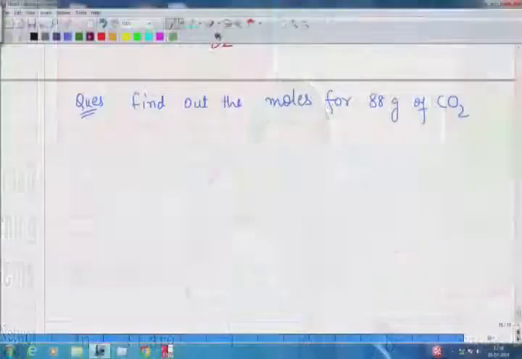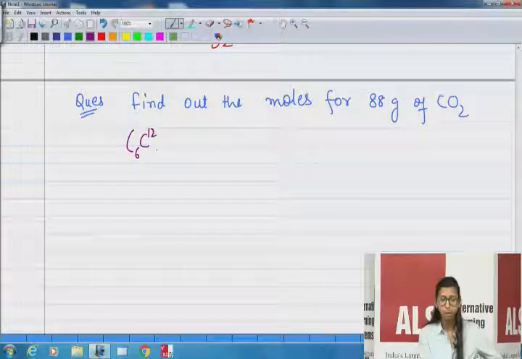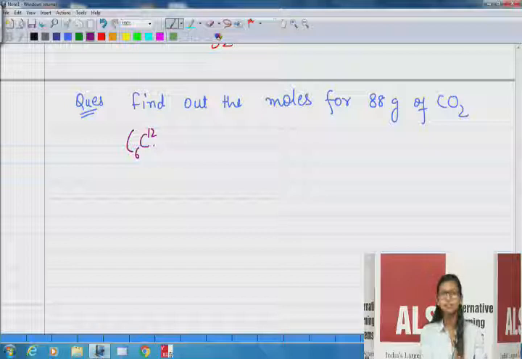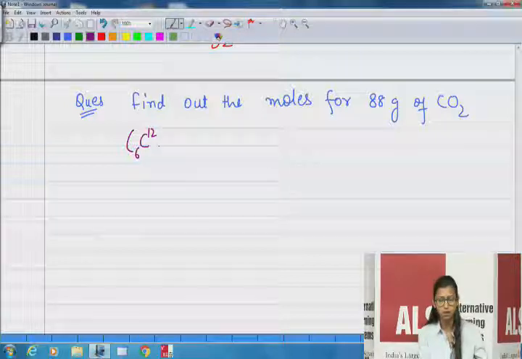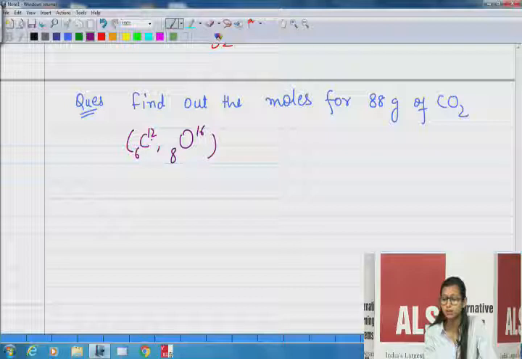Very good. So it's 44, right? So obviously it's 44. Those who are not comfortable in finding the molar masses, let me write here. For carbon, it's 6 and 12. Although these days in the JEE and NEET exams, the molar masses are given. Oxygen is 8 and 16. But I'm telling you, at least for the first 20 elements, you should remember this, okay. From here you will get the molar mass.